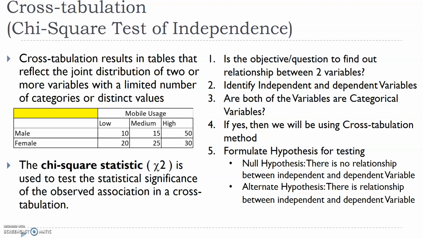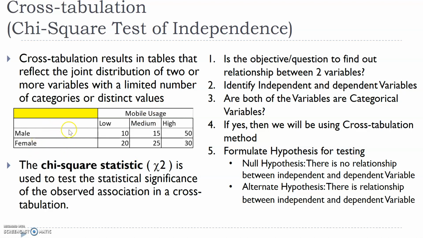The basic statistic we use to find out the cross tabulation parameters is the chi-square test of independence. That means we'll be using a chi-square distribution. Like I said, we have to go step by step. First, find out whether the objective or the question is asking about the relationship between two variables. Then identify what is independent and what is dependent.